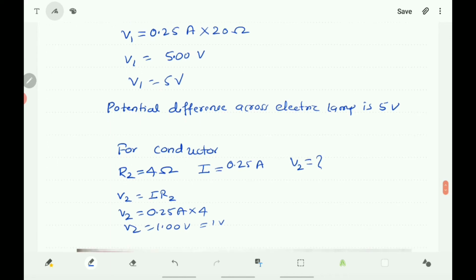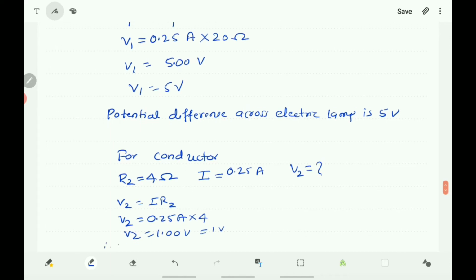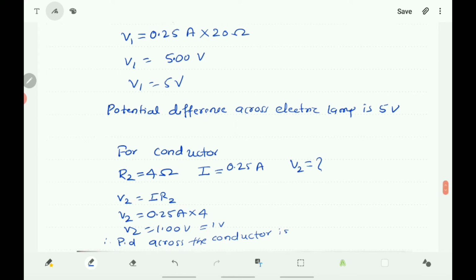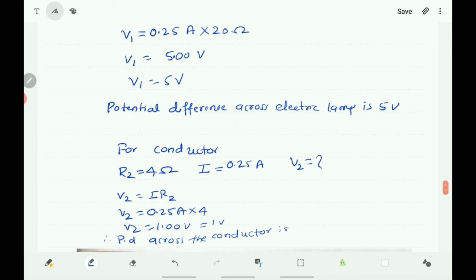Therefore, the potential difference across the conductor is, how much? That is 1 volt. You know the total volts is here 6 volts. That is 5 plus 1, 6.